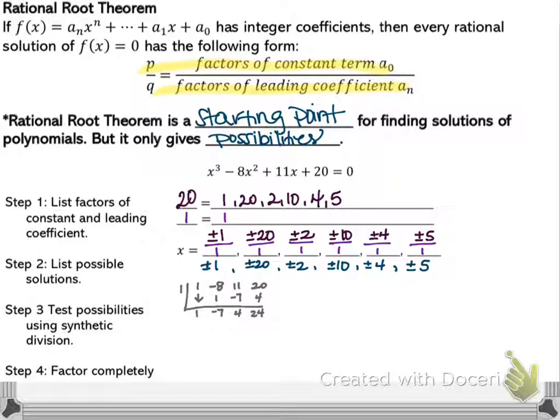So my remainder for this one was not 0. So this one doesn't work. Let's try the next one, negative 1. Carry all these over. There we go. Carry down that 1. 1 times negative 1 is negative 1. Add downwards to get negative 9. Negative 9 times negative 1 gives me positive 9, which I can add downwards to get 20. Negative 1 times 20 gives me negative 20, which cancels out to give me 0. So this negative 1 did work.